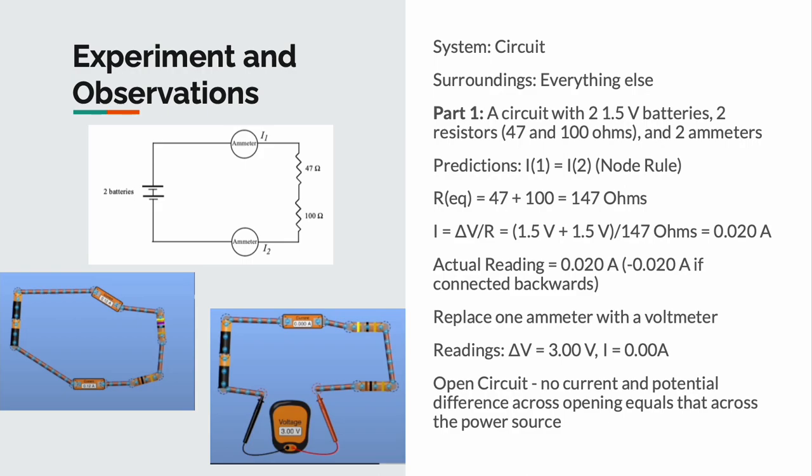When we replaced one ammeter with a voltmeter, the reading of potential difference was 3 volts and current was 0 amps. In the open circuit, no current flows, and the potential difference across the opening equals that across the power source.